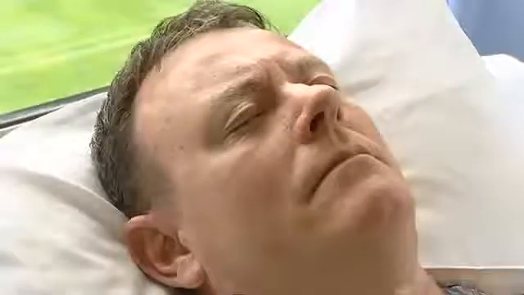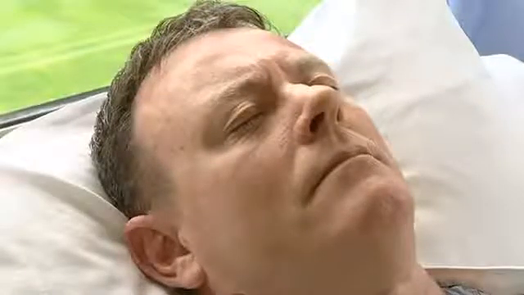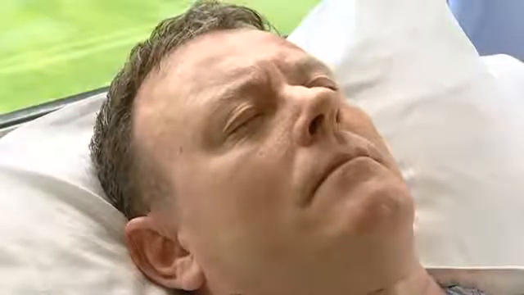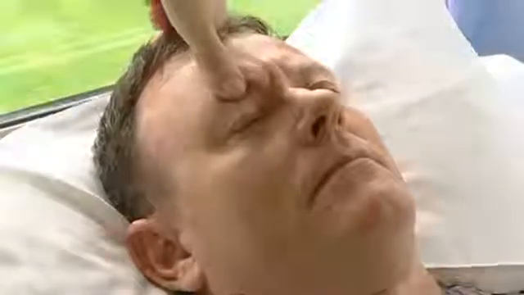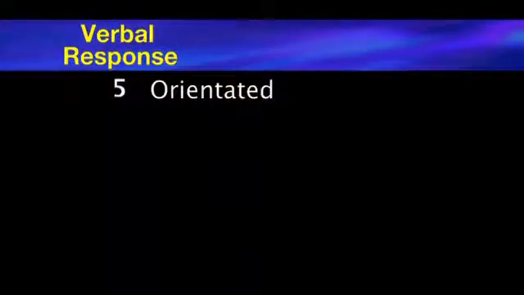When assessing eye opening to pain, you should use nail bed pressure, as supraorbital pressure will only cause the patient to grimace. Moving on to verbal response, this has a maximum score of 5. Use the same procedure as described before when assessing the verbal response. A score of 5 is given if the patient is fully orientated in time, person and place.